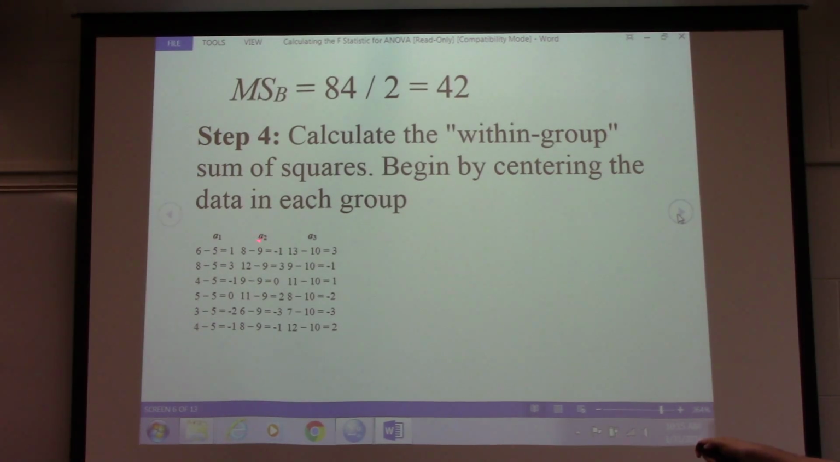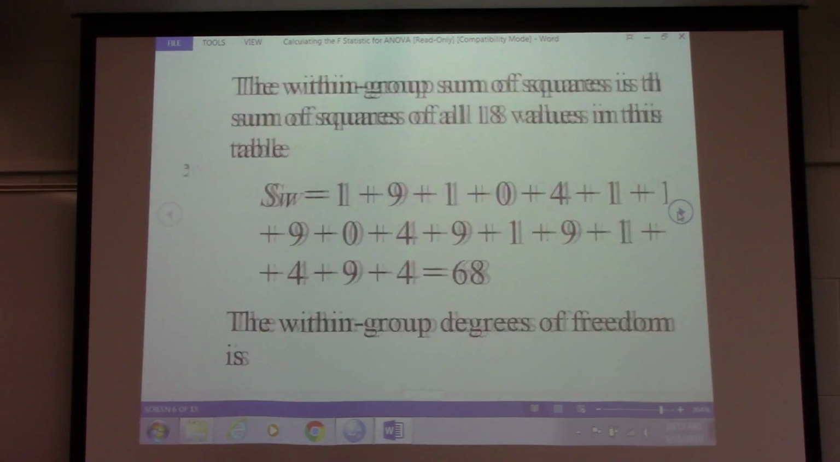We do the same thing for fertilizer 2. You can see the mean was 9. So each observed value minus the mean for that group. And we do the same for fertilizer 3. That's the first step in calculating the within group sum of squares.